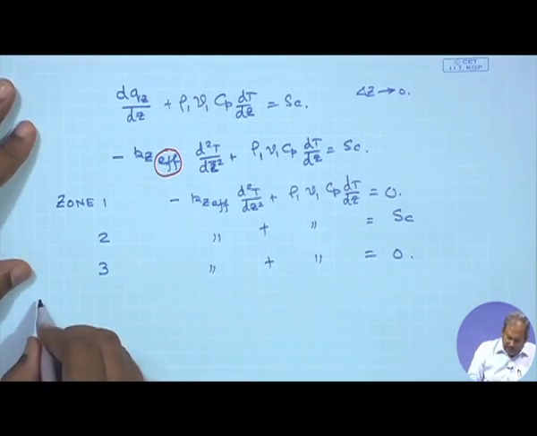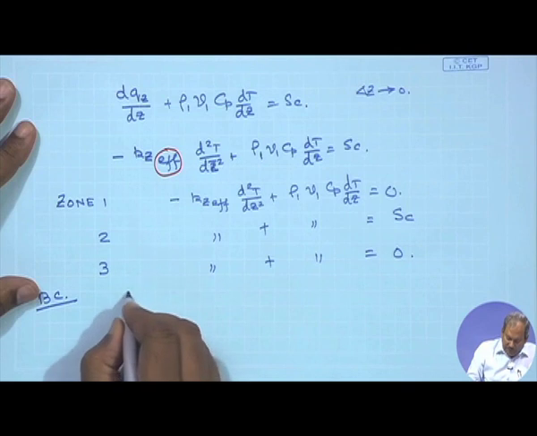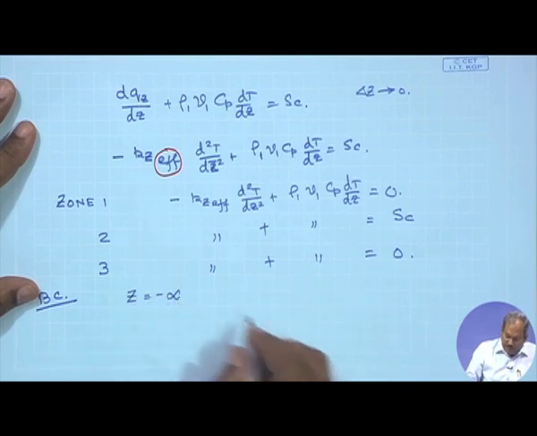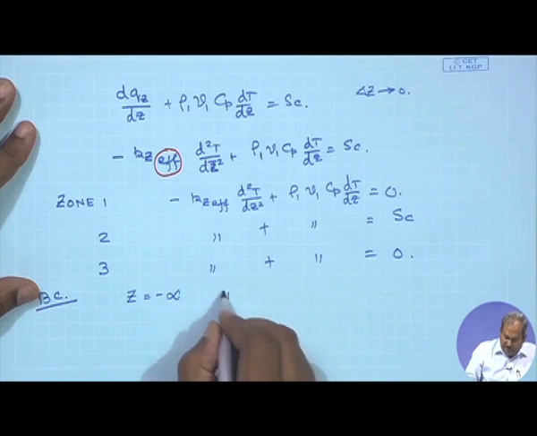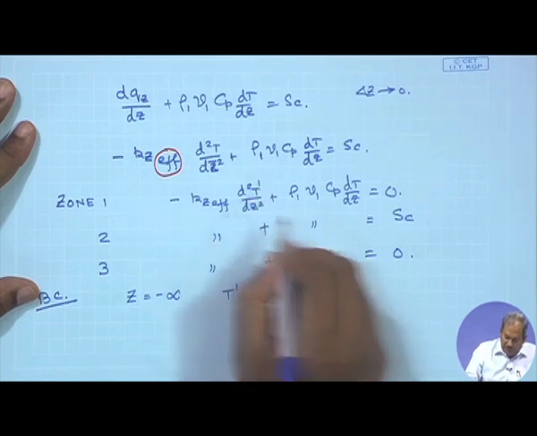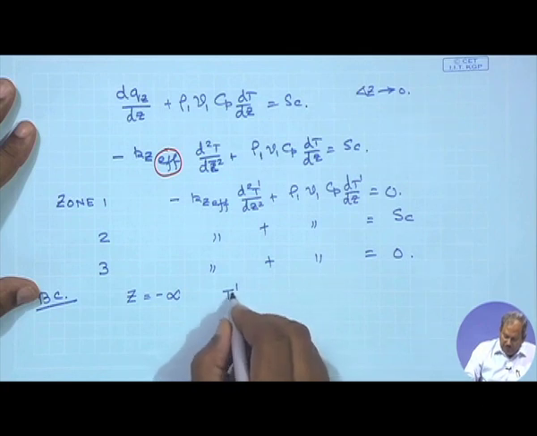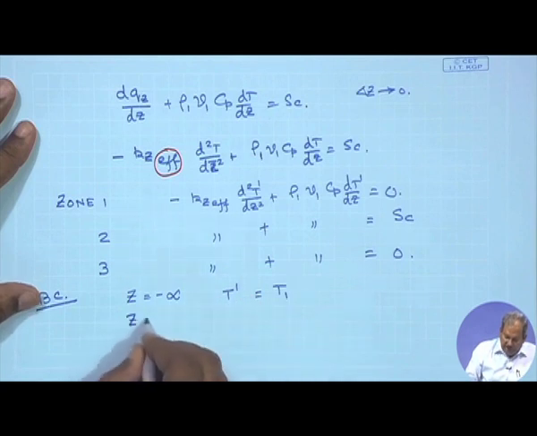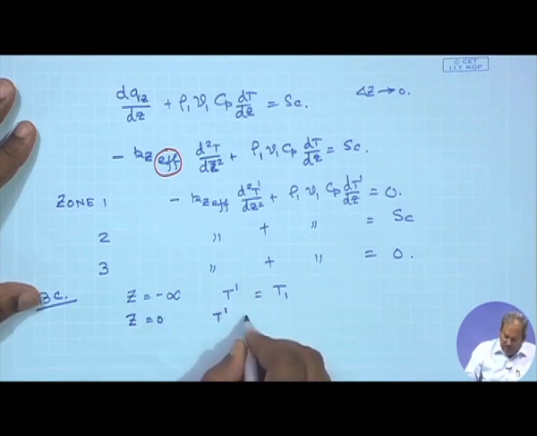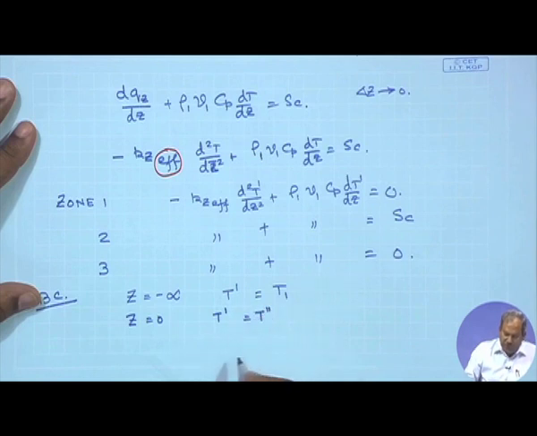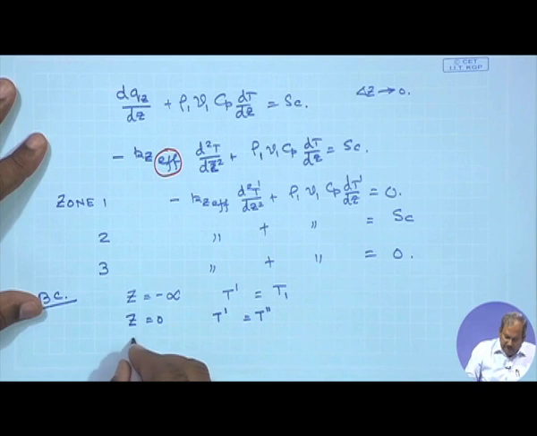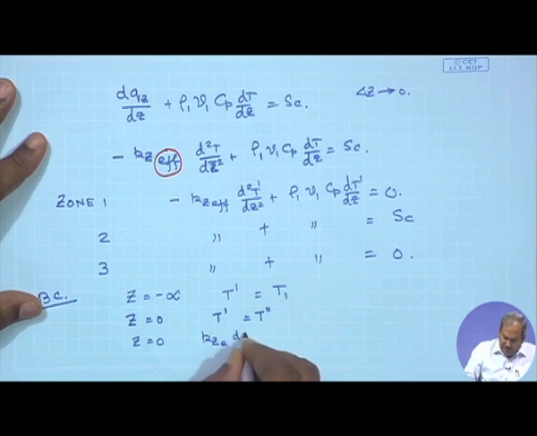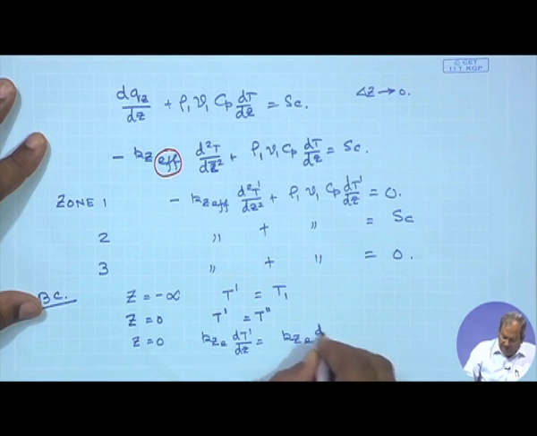And what are the boundary conditions that we can use? That is, at z equals minus infinity, that is when it enters the system, the temperature of zone 1 would be equal to T1, this is the entry temperature. At z equals 0, T of zone 1 must be equal to T of zone 2, and at z equals 0, kz effective times dT1 by dz must be equal to kz effective dT2 by dz.